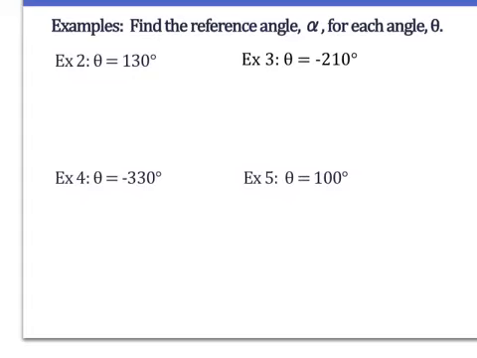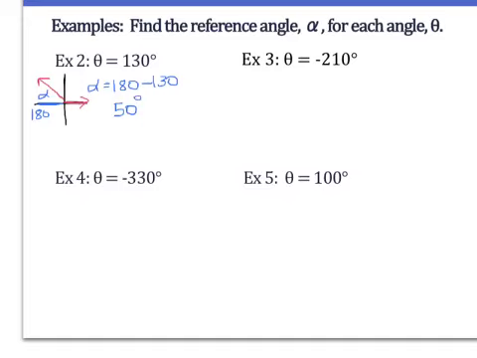Okay, so let's find some reference angles. And sometimes it helps to do a little sketch. So I'm going to do a little sketch here. And my angle is, here's the initial side, and 130 is about right there, which means alpha is right there. So our closest x-axis is along this line. That's 180 degrees. So my alpha will be 180 minus 130, which is 50 degrees.